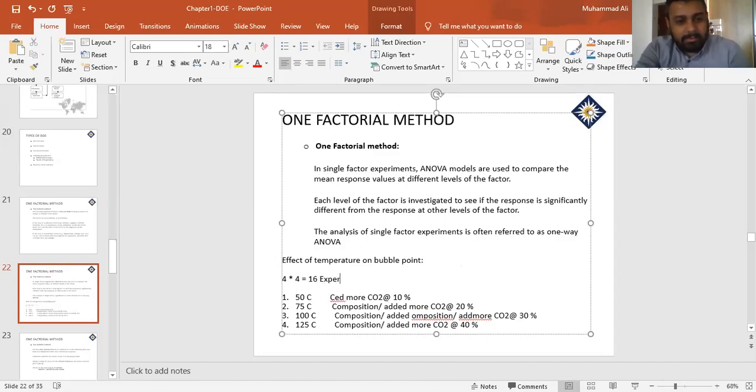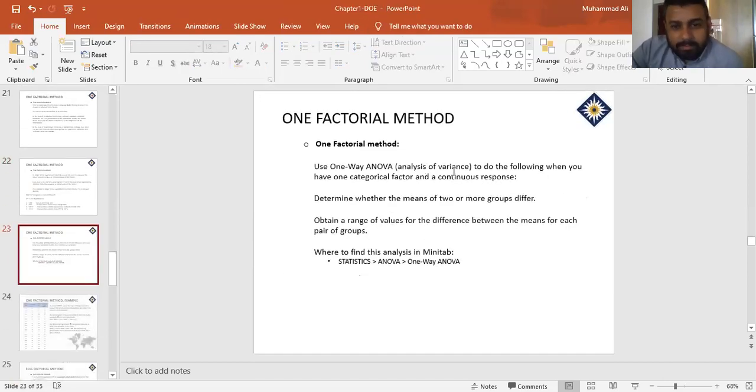16 experiments to come up with the best results. This is the difference between the one experiment and 2 factorial experiment. Any question from it? It means that if you increase the number of factors, you have to do more experimentation to come up with the optimized results.